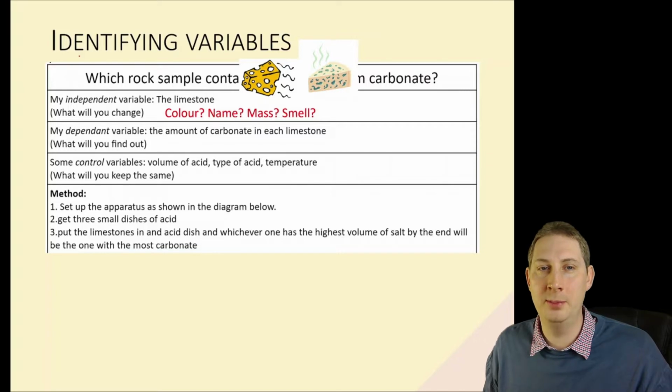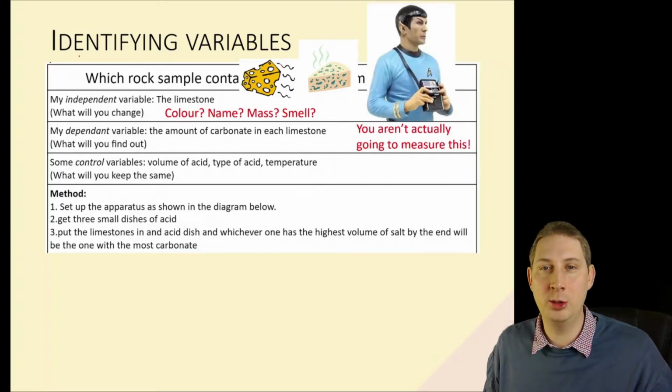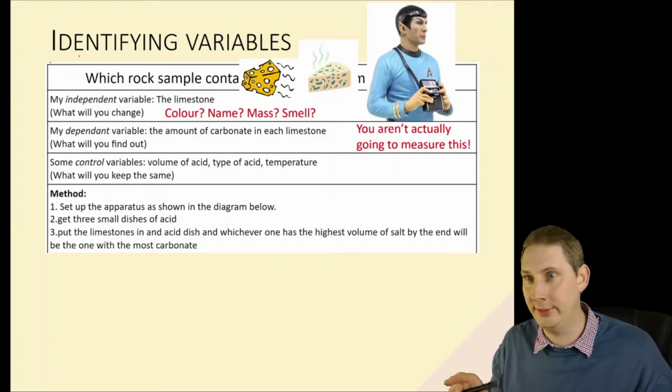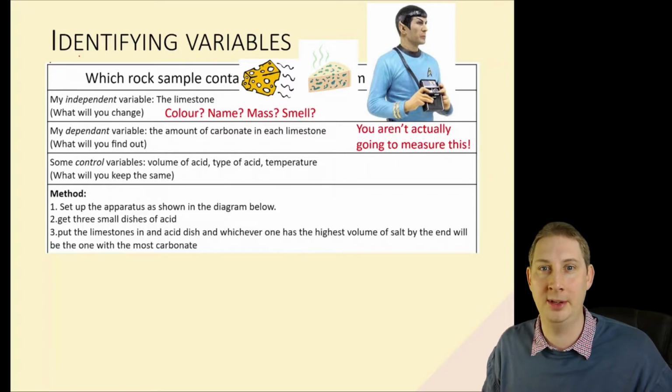The dependent variable, as I said in the video, is not the amount of carbonate in each limestone. You are not Spock. You don't have a tricorder that you can point at your limestone and say that one contains exactly 75% carbonate and that one contains 20% carbonate. You don't have that. What are you actually measuring in your experiment?